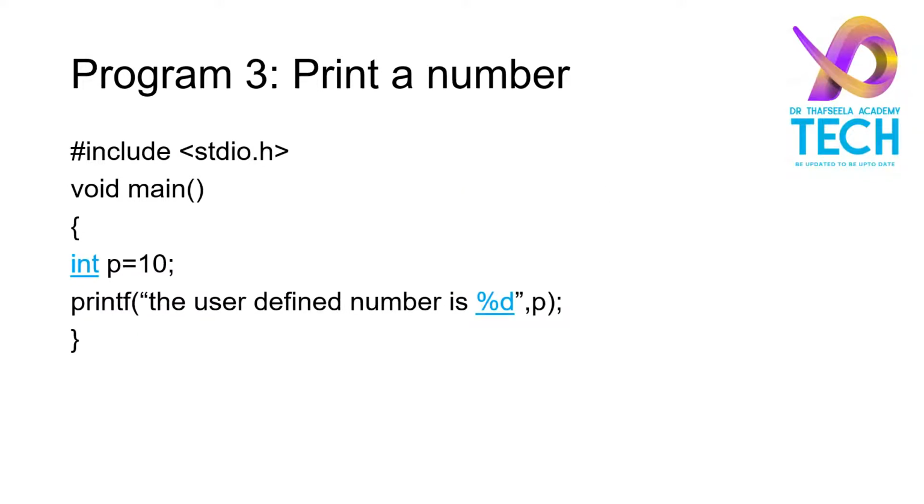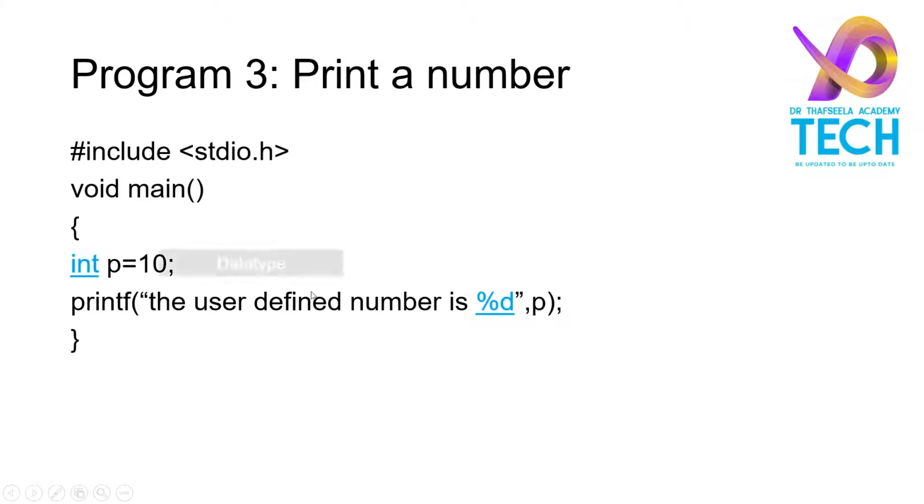Okay, in program 3, we are going to learn how to print a number. So we have our header followed by the main, and we have the open bracket and the close bracket. Now here, I'm going to print a number. So I have written int p equal to 10. Then printf, the user-defined number is %d, p.